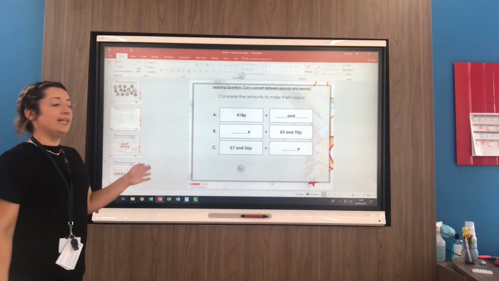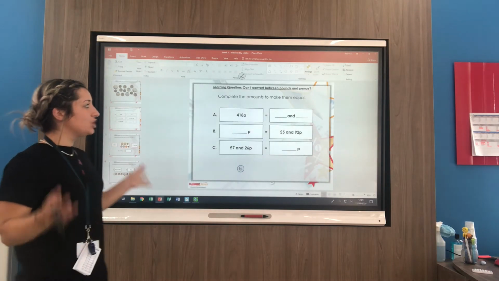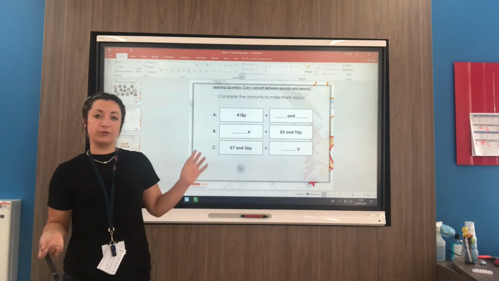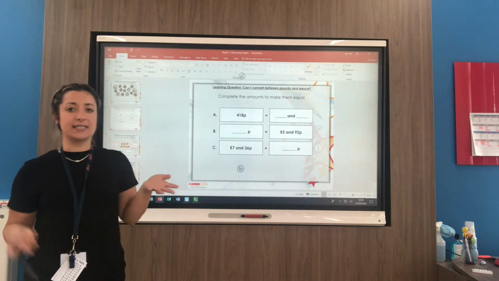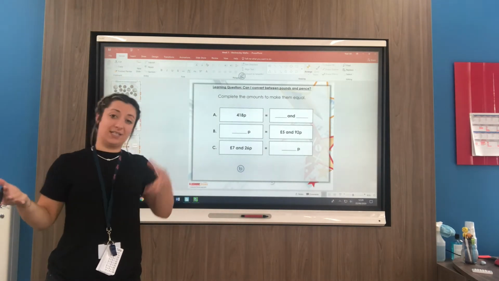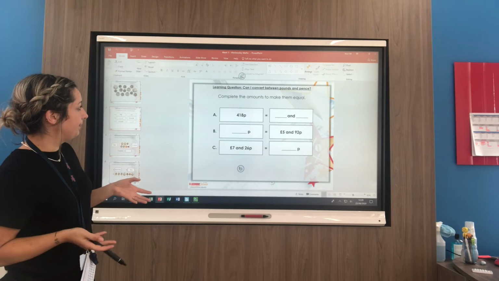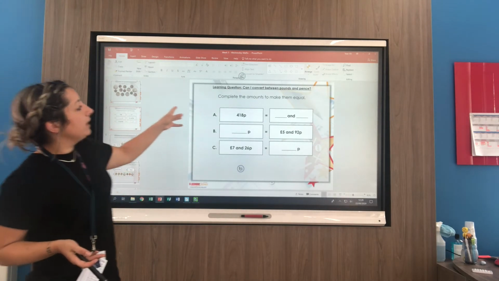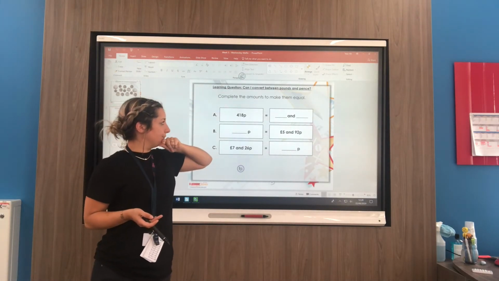So let's have a look at what we've got for today. Your learning question is, can I change between pounds and pence? So we've just done that. 100 pence is the same as £1. £1 is the same as 100 pence, it's equivalent. So what you're going to do is complete the amounts to make them equal.